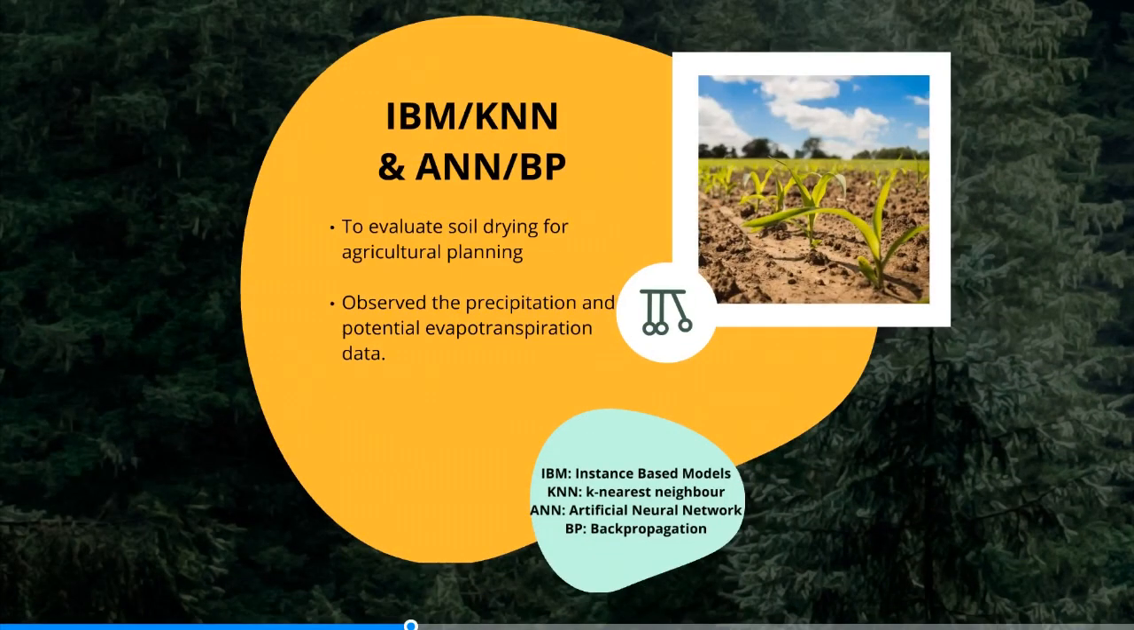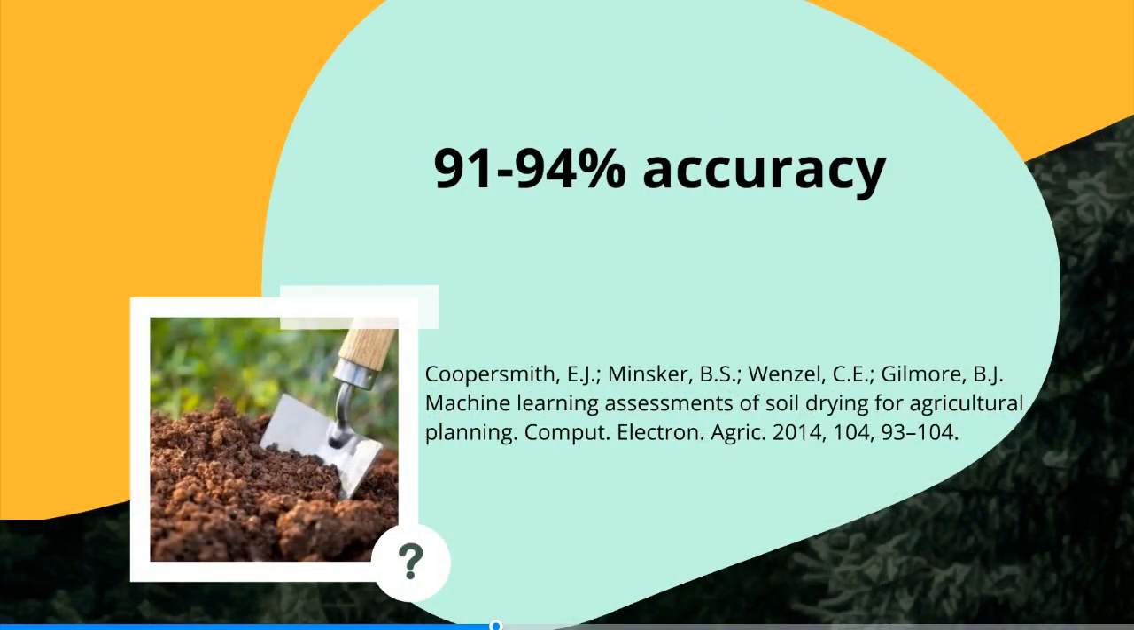First, instance-based models or k-nearest neighbor and artificial neural network or backpropagation are being compared in evaluating the soil drying for agricultural planning. The models learn the precipitation and potential evapotranspiration data and are able to assess the soil drying in a particular region accurately up to 91 to 94%.